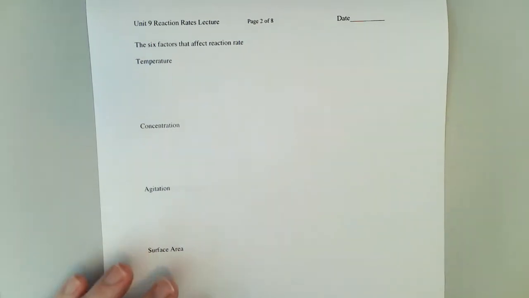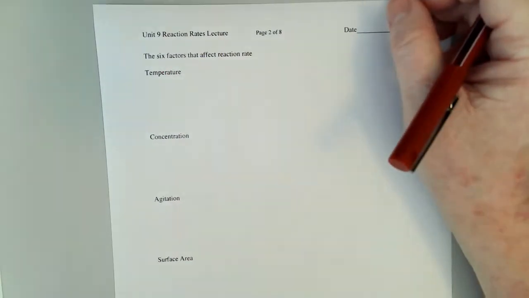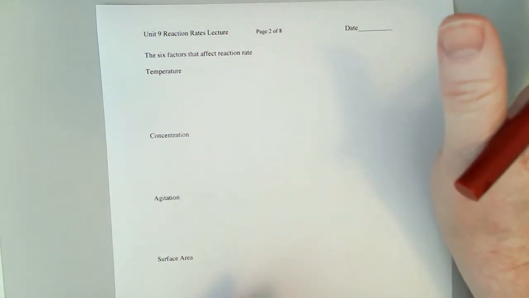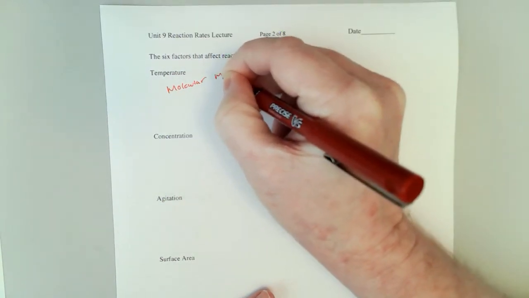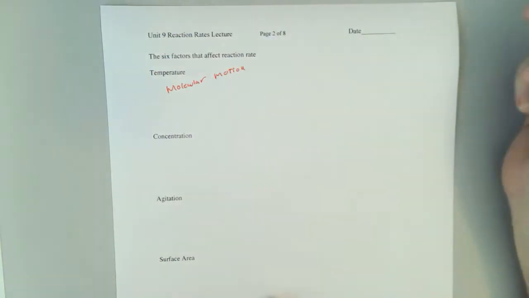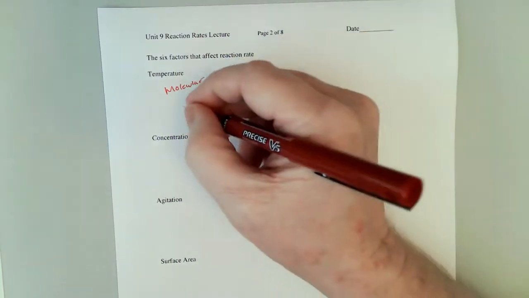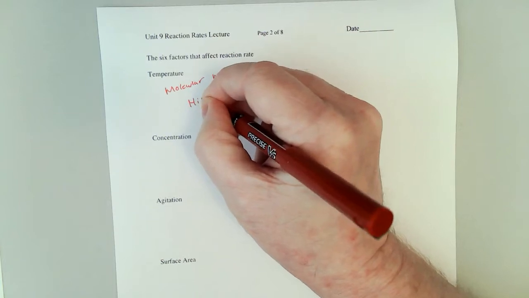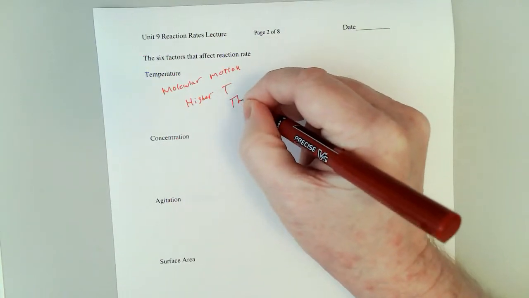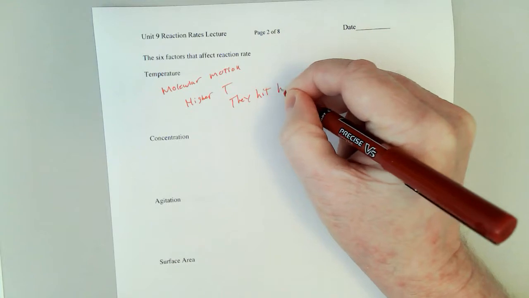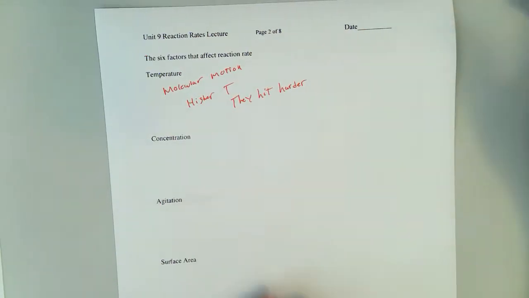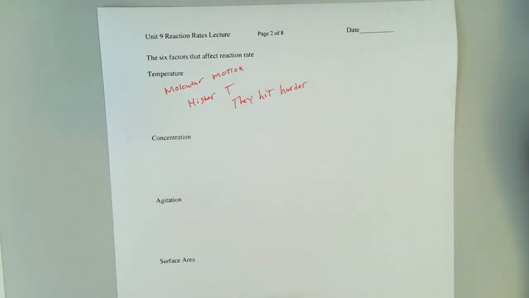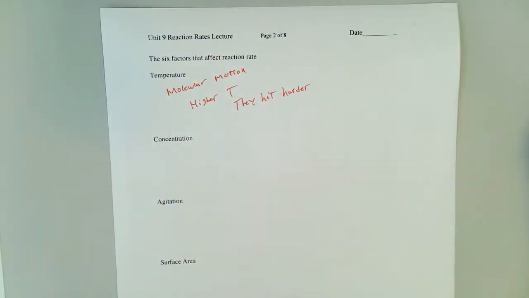Now, we're going to look at 6 factors that can affect this, although almost all of the explanations are going to end up being the same. Temperature, which we said is molecular motion. If you raise the temperature, higher T, they hit harder. And they not only hit harder, they hit more often. They're moving faster, so the collisions are harder and you have more collisions. That means you get more reaction. But you knew that from cooking in the kitchen.